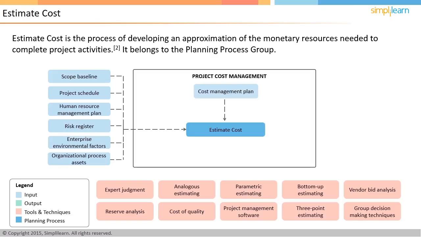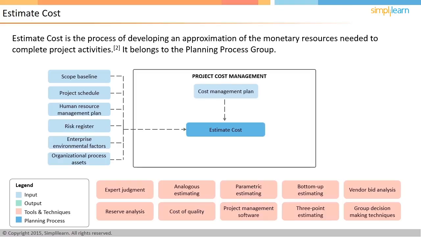Group decision-making technique is another important technique for project cost estimation. Cost estimation is an exercise which may be carried out by a group or committee in order to gather well-rounded input. Therefore, group decision-making techniques may be used to arrive at a decision that the team can work with.